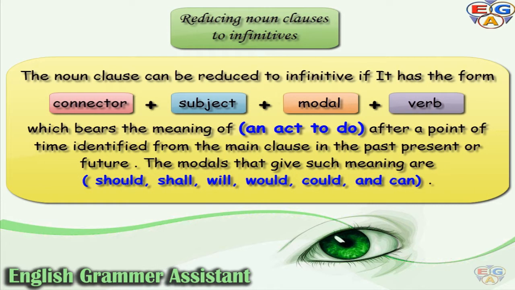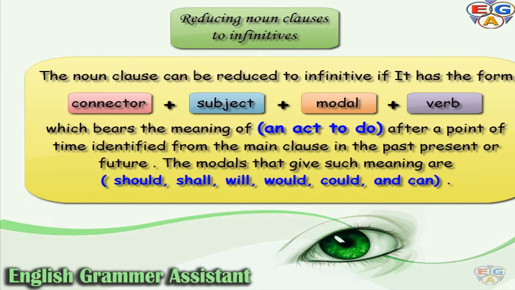Reducing noun clauses to infinitives. The noun clause can be reduced to infinitive if it has the form connector plus subject plus modal plus verb, which bears the meaning of an act to do after a point of time identified from the main clause in the past, present, or future. The modals that give such meaning are should, shall, will, would, could, and can.